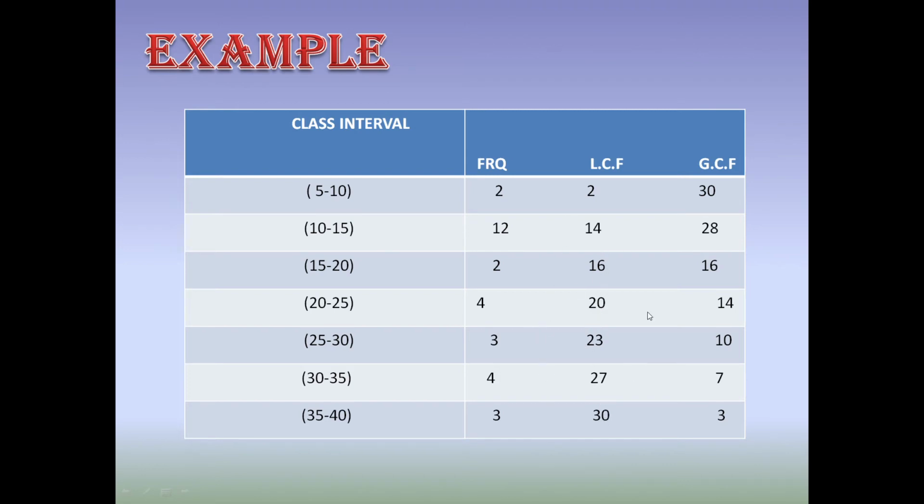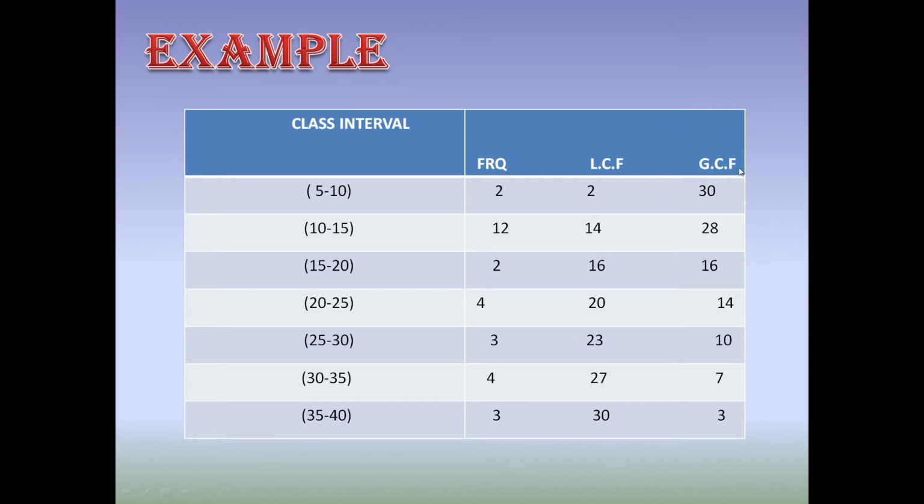So like that we have to add. Before 2 there is nothing else, so we write 2, and 2 plus 12 is 14, 14 plus 2 is 16, 16 plus 4 is 20, 20 plus 3 is 23, 23 plus 4 is 27, 27 plus 3 is 30. These are the cumulative frequencies. Now come to the greater than cumulative frequency.